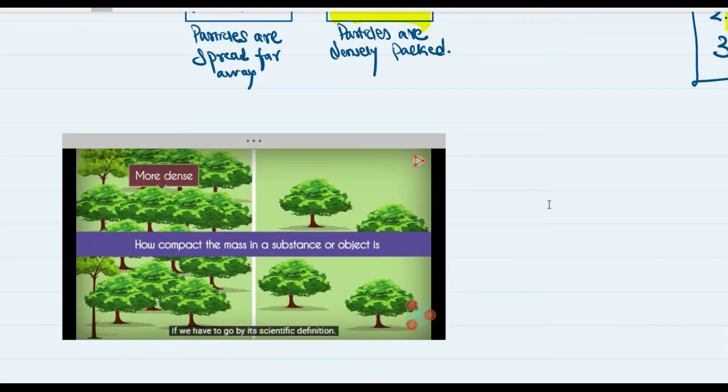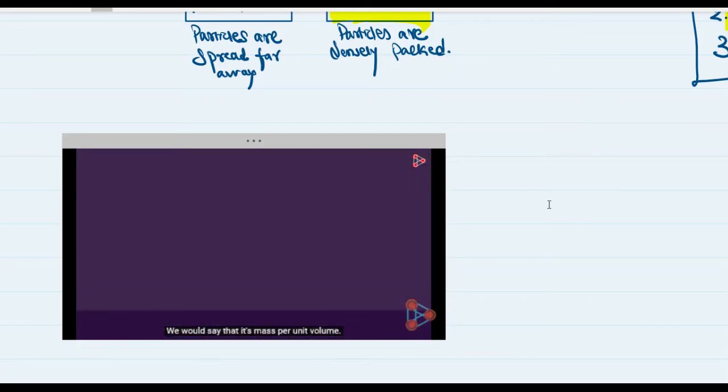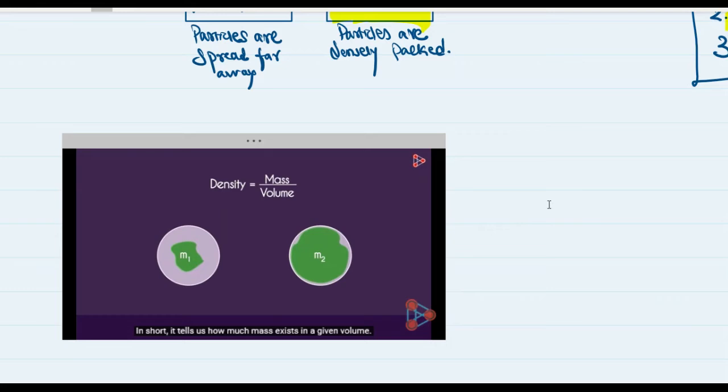If we have to go by its scientific definition, we would say that it's mass per unit volume. In short, it tells us how much mass exists in a given volume. The unit of density is kilogram per meter cubed. Mass is in kilograms and volume in meter cubed.